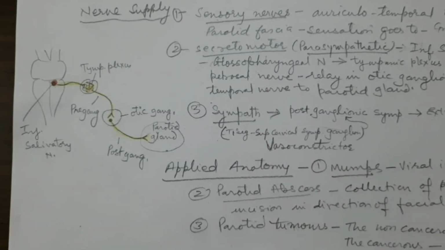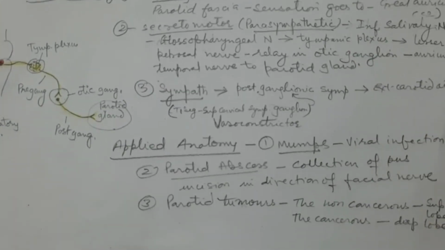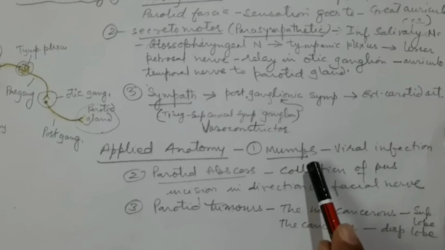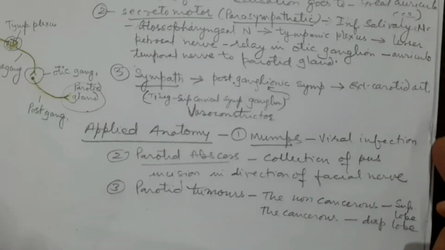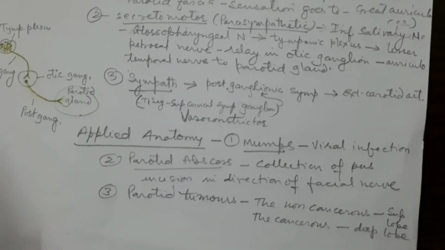Okay, let us come very quickly to the applied importance of the parotid gland. Mumps. Many of you must have suffered from mumps in your childhood, which is the swelling just below the ear, on your cheek, that is on the surface of the masseter. It is the swelling of the parotid gland, and this is due to a viral infection, a very painful condition, and the swelling is seen here.